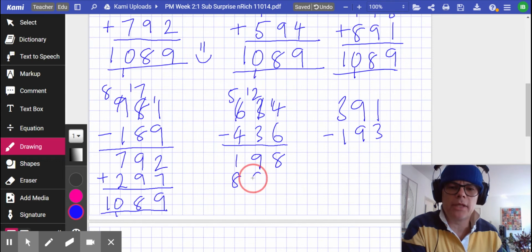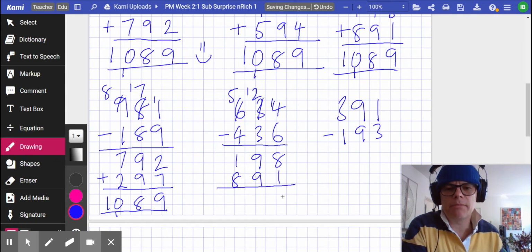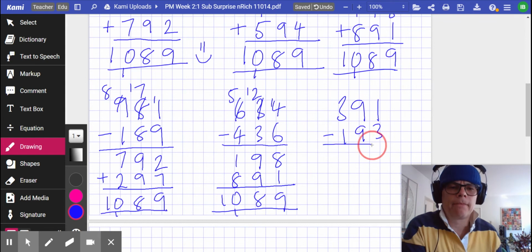And yes, you probably now realize with the 9 in the middle, you're starting to see patterns, aren't you? 8 plus 1 is 9. 9 plus 9 is 18. 8 plus 1 plus 1, 1089.